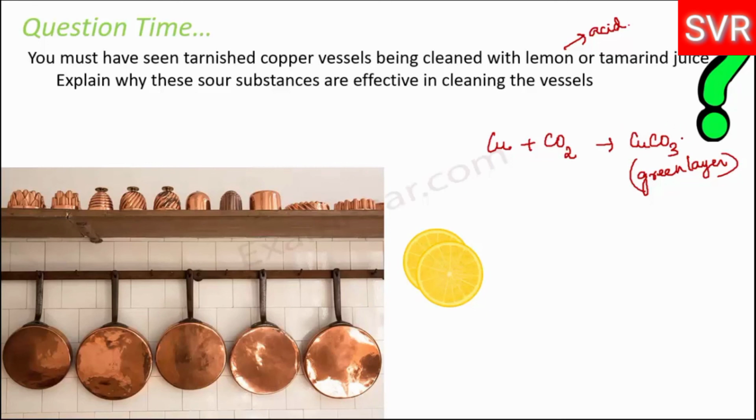Now this copper carbonate is basic in nature. And we have learned that if you have a base and you want to neutralize the effect of the base, what do you need? Exactly, you need an acid, because an acid and a base neutralize each other. So when we use this acid, it neutralizes the effect of the base, and as a result this green layer dissolves, and that's how the vessel gets completely cleaned and gets back its shine. So that's the reason. The next one.